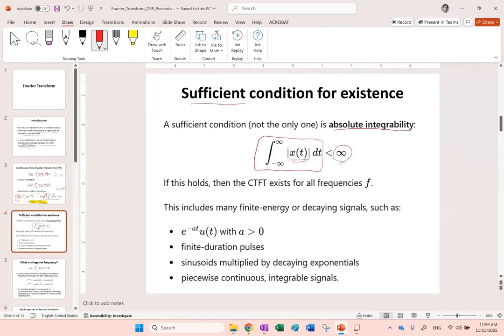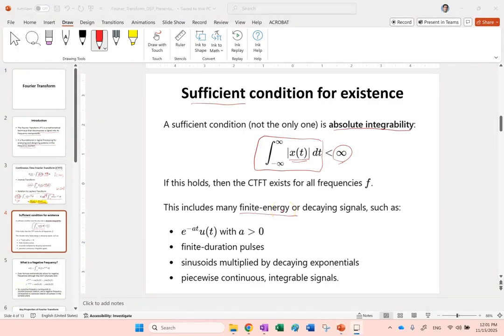It's not going to be infinite, okay? So the integral of the absolute value of the function from negative to positive infinity is not infinite. If that condition holds, then there will be a Fourier transform. So when does this happen? That is when the energy of your signal is finite.